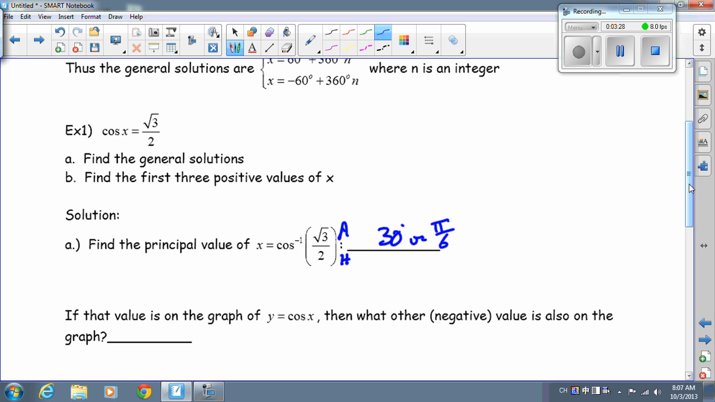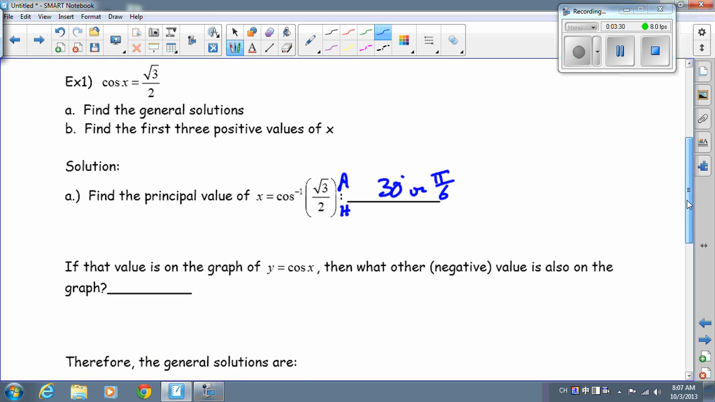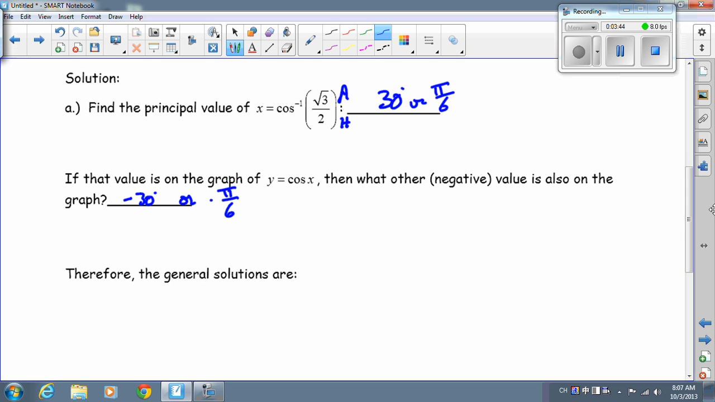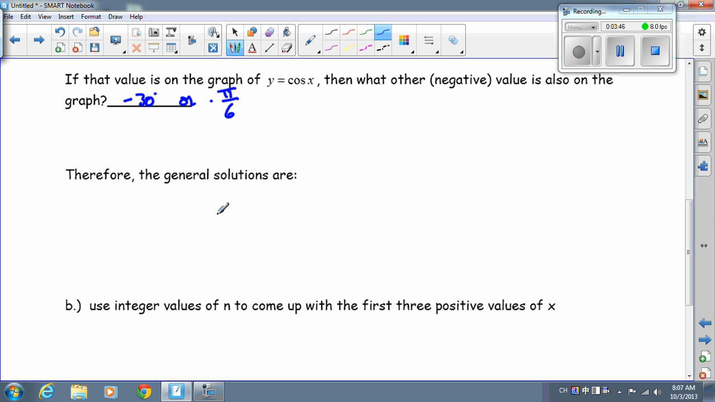Now, if that value is on the graph of y equals cosine x, then what other negative value is also on the graph? Of course, it will be -30 degrees or negative pi over 6. So to find the general solution, I will say that the general solution will be x. Since we're talking about x, I will leave it in degrees, and it's like a system. x is equal to 30 degrees plus 360n, or -30 degrees plus 360n.